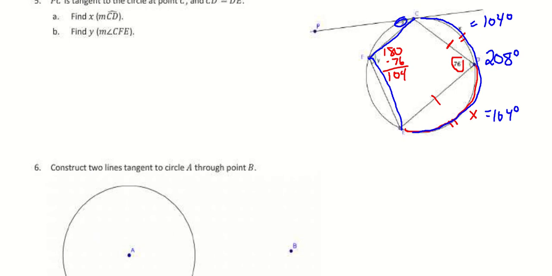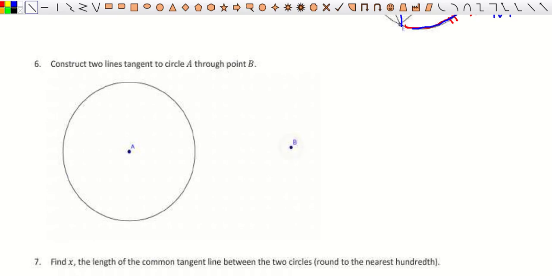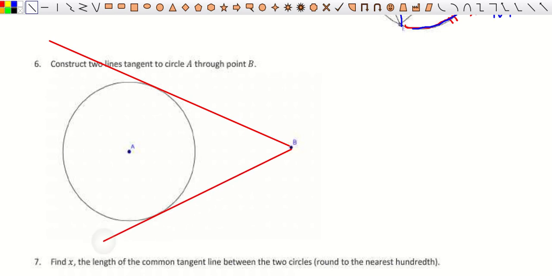Number 6, construct 2 tangent lines to circle A through point B. What I would normally do, and this is the easy way to do it, is take a ruler and draw it so it's only going to hit one time. So take a ruler, point B, draw it so it hits one time, we're good to go. That's what they want you to do in the module. So nothing too crazy.